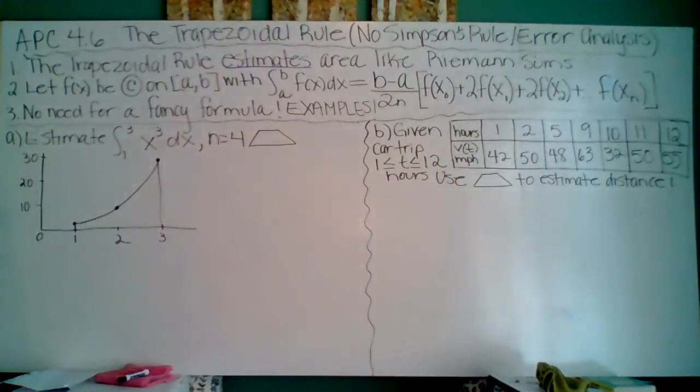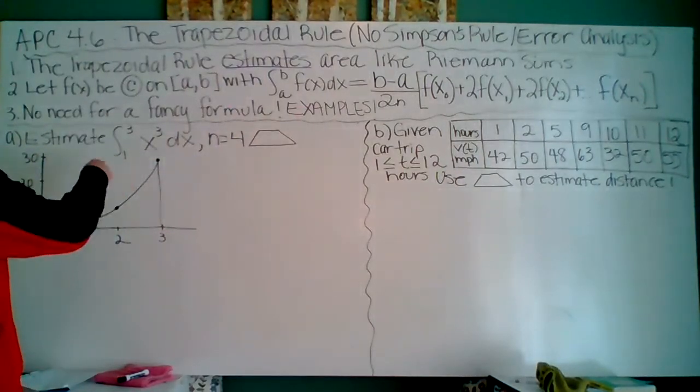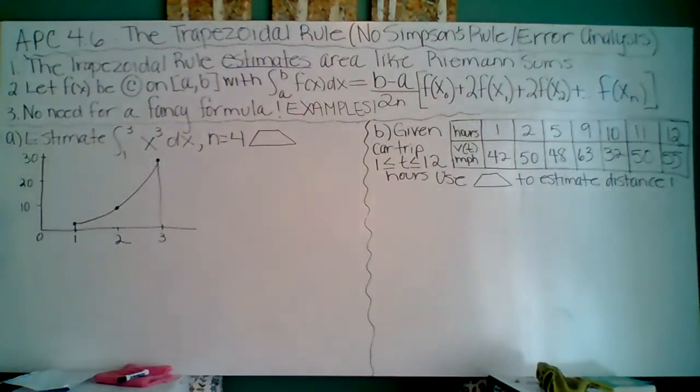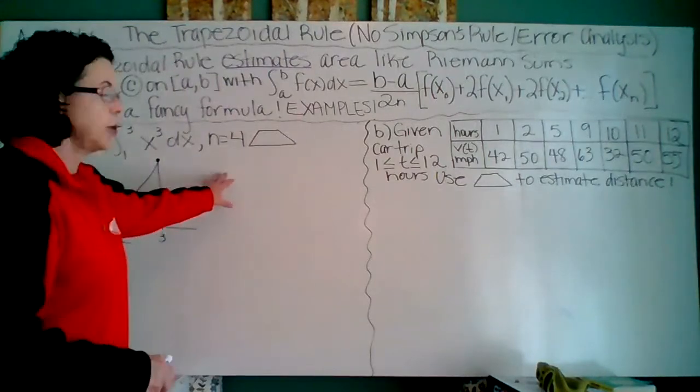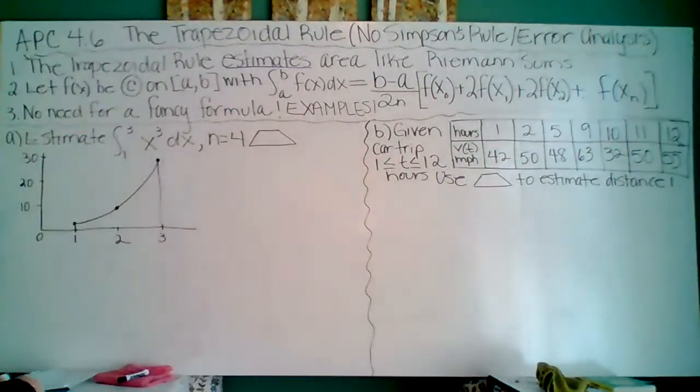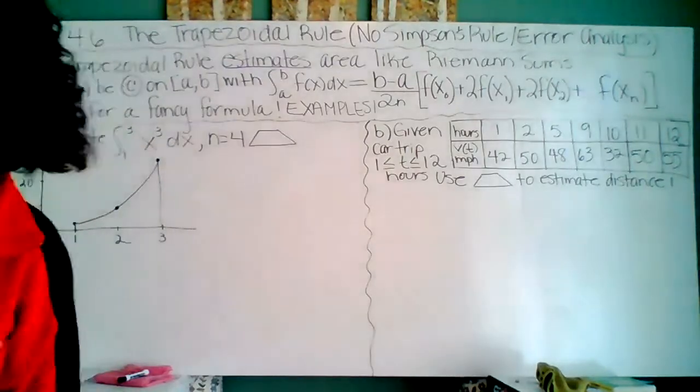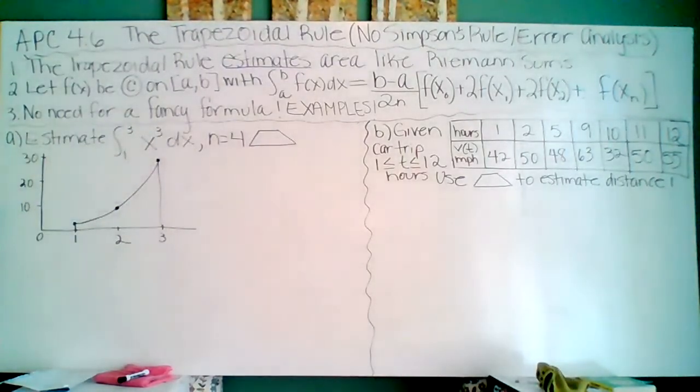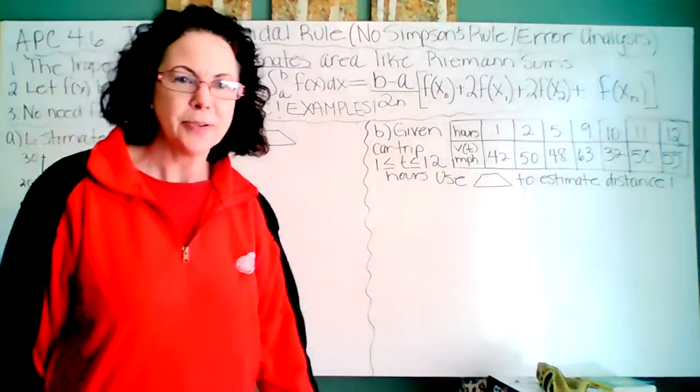Okay, so let's take a look here. Let's estimate the area, the integral from 1 to 3 of x cubed dx using 4 trapezoids.